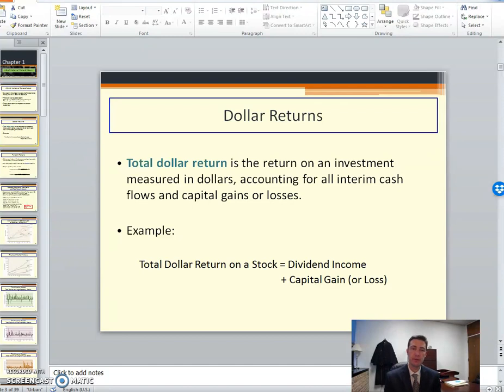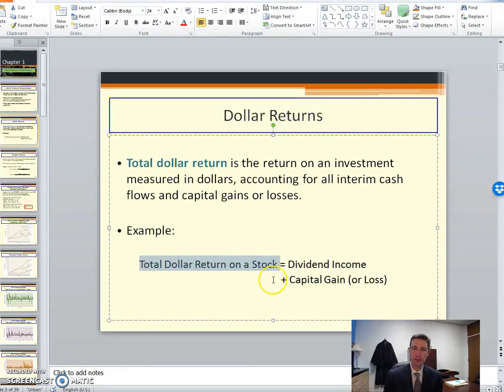So first, let's go ahead and define total dollar return. There's a difference between total dollar return and total percentage return. Total dollar return is the return on an investment measured in dollars, accounting for all interim cash flows and capital gains or losses. So this is the total dollar amount return. If you look at this equation down here, the total dollar return on a stock should be equal to the dividend income plus the capital gain. Basically, total dollar return has two components. One of them is dividend income, the other one is capital gain.